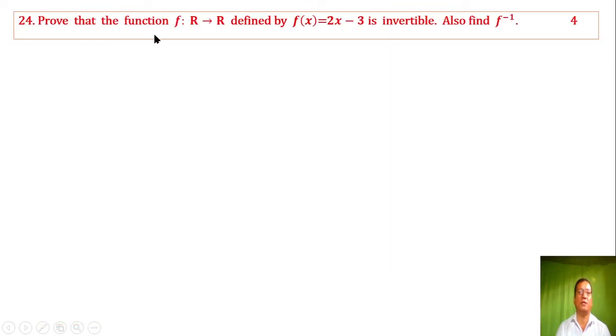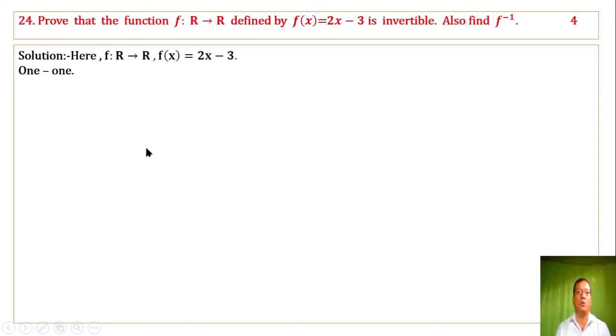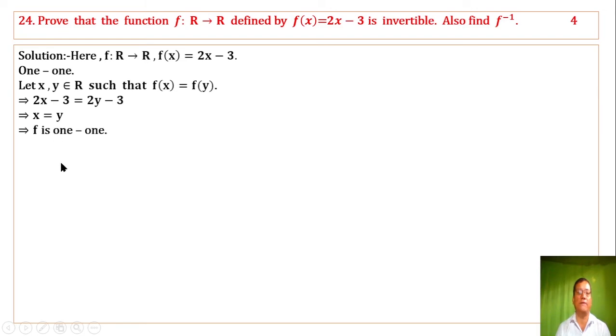For question number 24, prove that the function f from R to R defined by f of x equal to twice x minus 3 is invertible. Also find f inverse. For one-one, let x, y belongs to R such that f of x equal to f of y. Then whose values are this. Solving, we get x equal to y, which is the unique solution. This shows that f is one-one.